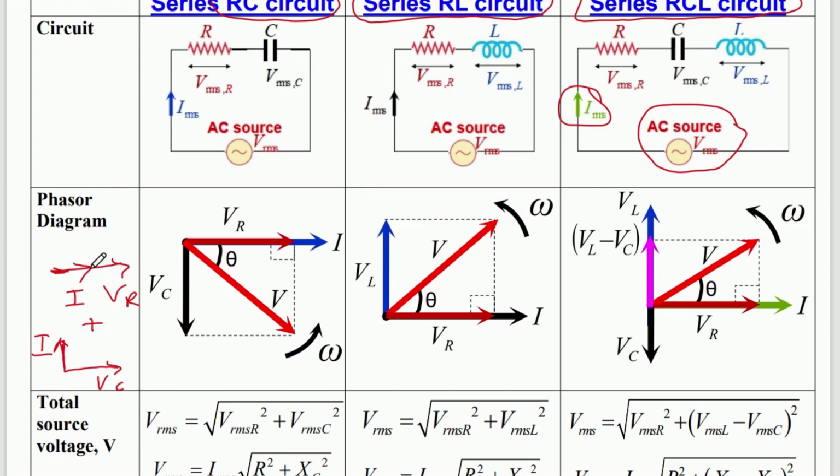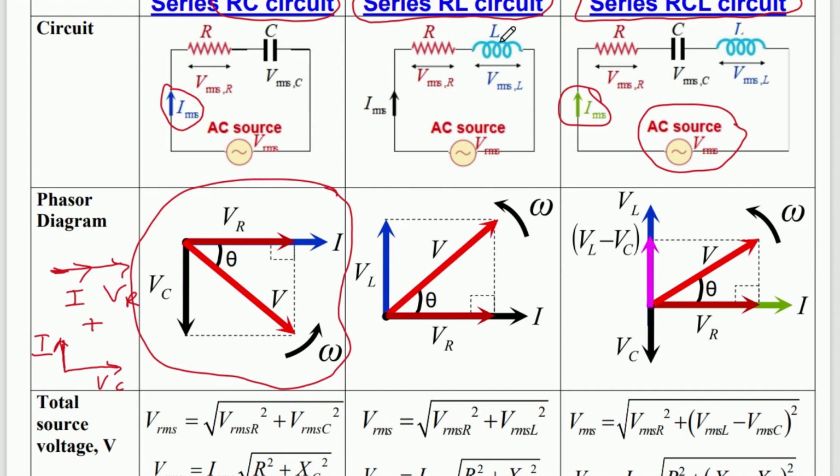We make their current the same, because the resistor and the capacitor are connected in series, so they will have the same RMS current here. When we make the current the same, it becomes like this. So this is the diagram. This is I, this is VR, this is VC. We align them, so VR will be here and VC will go downward. This is the combination of R, with VR and VC.